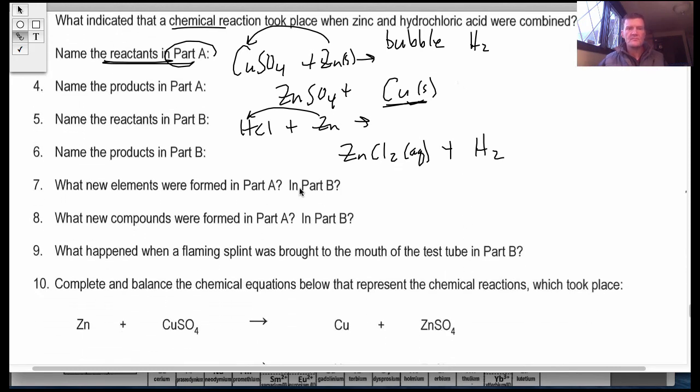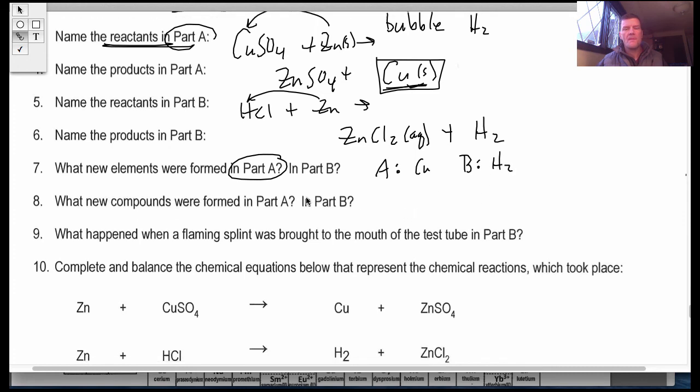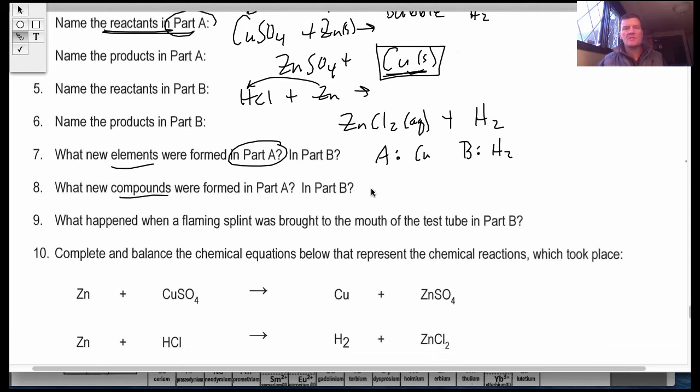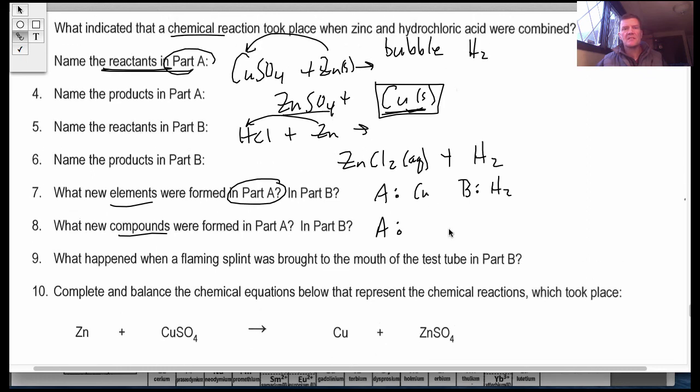Okay? So in part A, what was created? The copper. We started to form copper metal. And for part B, we started to form the hydrogen gas. Okay? I should say these are elements. Okay, yeah, those are the elements. And then the compounds, the new compounds in A were the zinc sulfate. But actually it's still dissolved in water, so there's still going to be ions, but that's okay. And then for B, it was the zinc chloride. Okay?